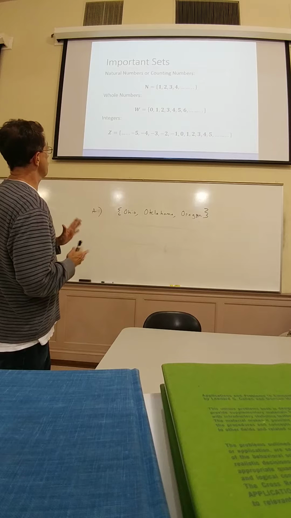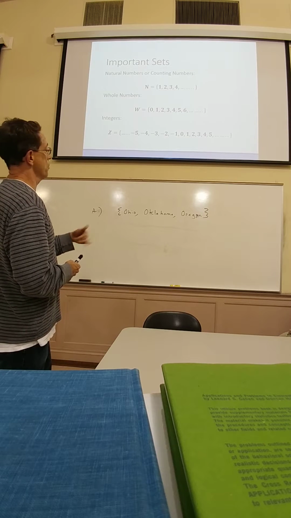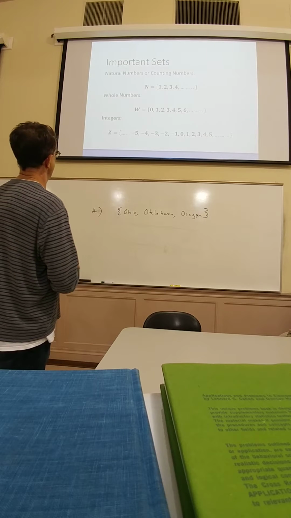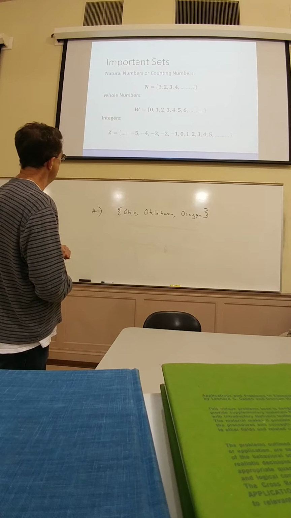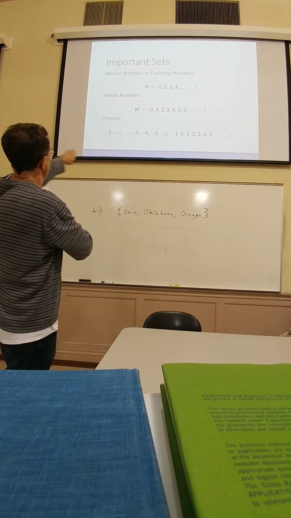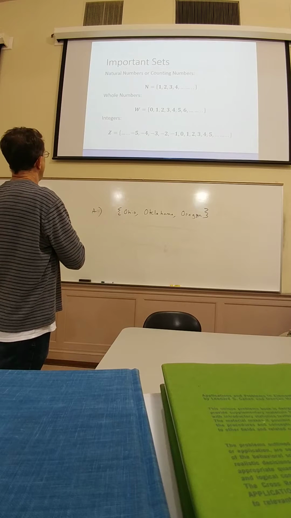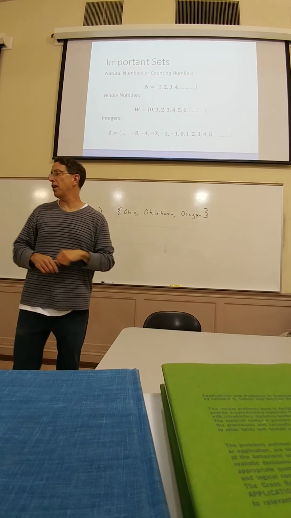Script W is just the whole numbers. Now the difference between the natural numbers and the whole numbers is just 0. 0 is included in the whole numbers, as you can see. If we take the whole numbers and then add all the negative counting numbers, then we get what is called the integers, represented by Z.